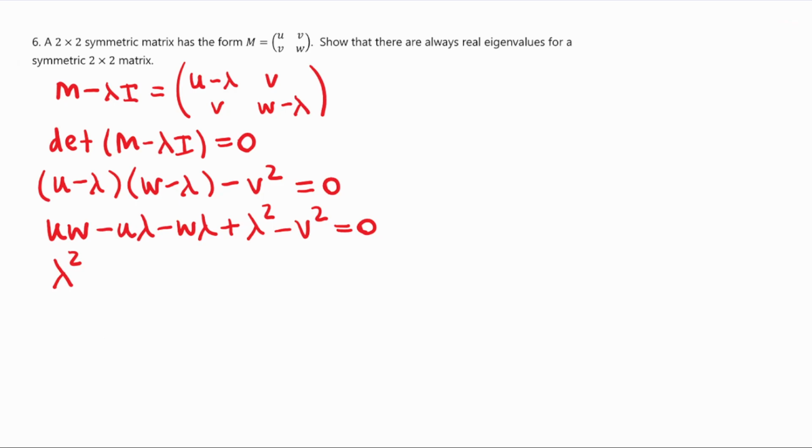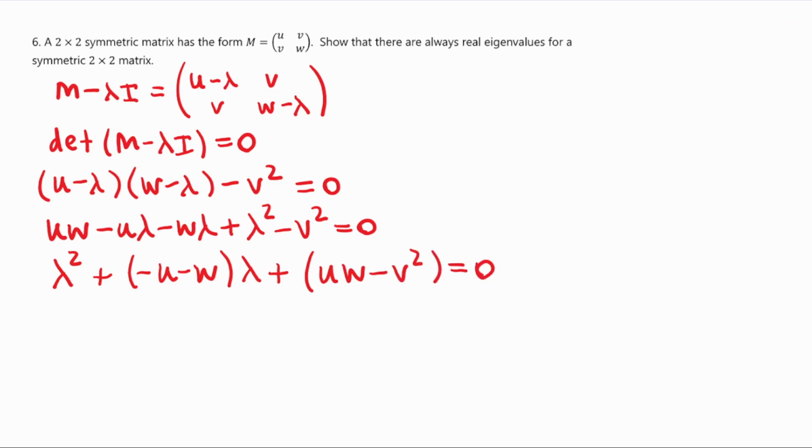So lambda squared, that's the only lambda squared I see. In terms of just lambdas, I think I'm going to say plus negative u minus w times lambda to the first. And then the constants I have is plus uw minus v squared. That needs to equal 0.